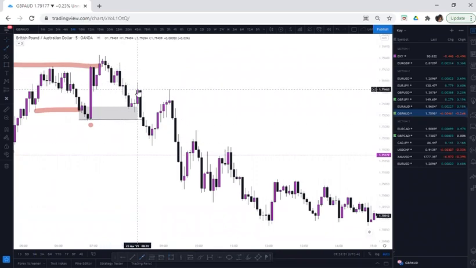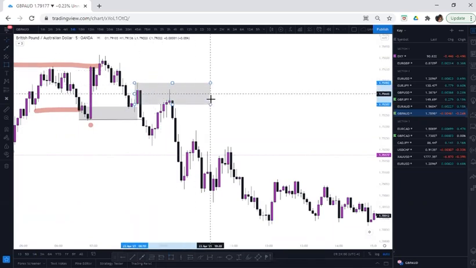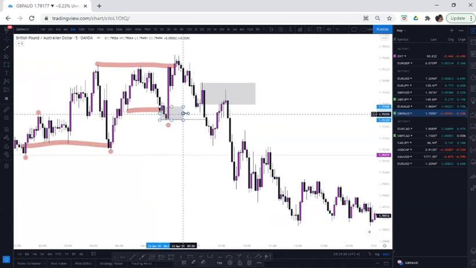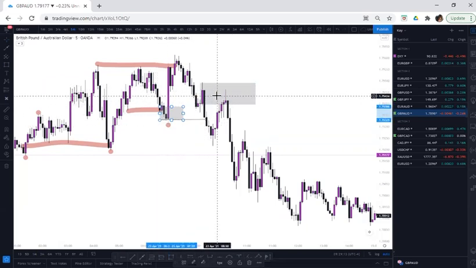So when supply is strong enough to take out a demand zone, that's where you confirm a break of structure. So immediately, this became my POI for sales, continuation sales. So when demand is taken out by supply, you look for the closest supply zone and take a trade from there.